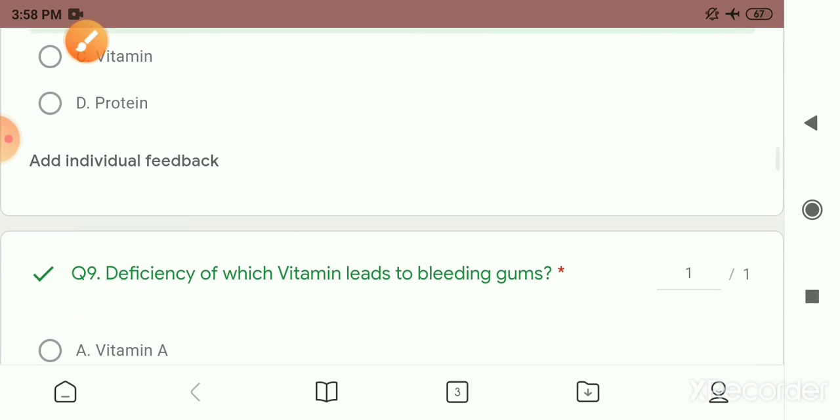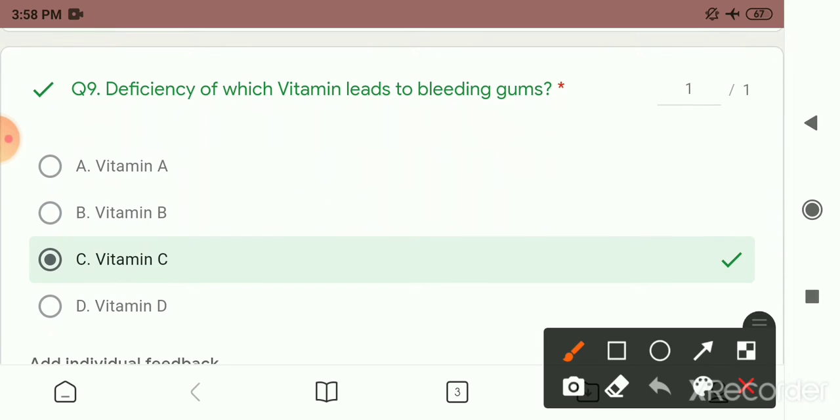Next, 9 number, deficiency of which vitamin leads to bleeding gums? Because of the lack of which vitamin are we suffering from bleeding gums? The options are vitamin A, B, C or D. So here your answer is option C, that is vitamin C. Deficiency of vitamin C leads to bleeding gums.